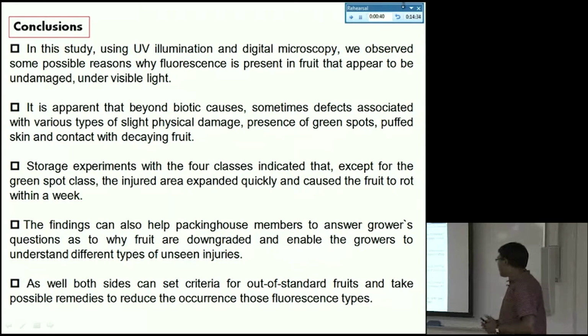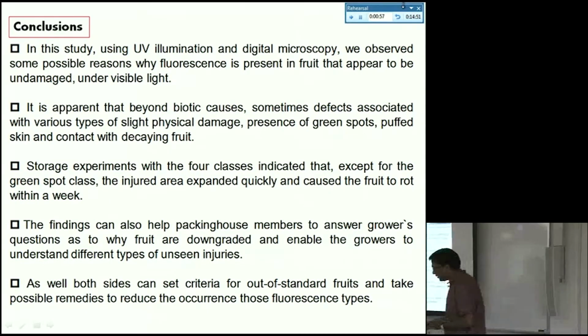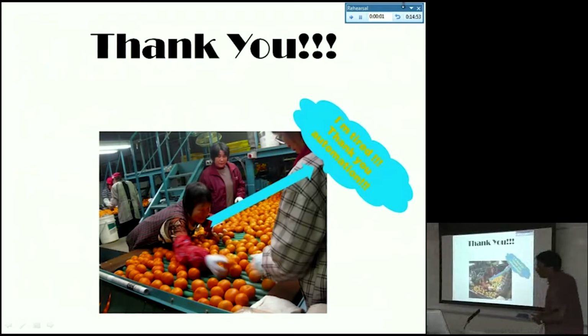And these findings can help the packing house members to answer growers' questions as to why fruit are downgraded, and enable the growers to understand the different unseen injuries, as well as both sides can set criteria for out-of-standard fruits and make some possible remedies to minimize losses in the future.